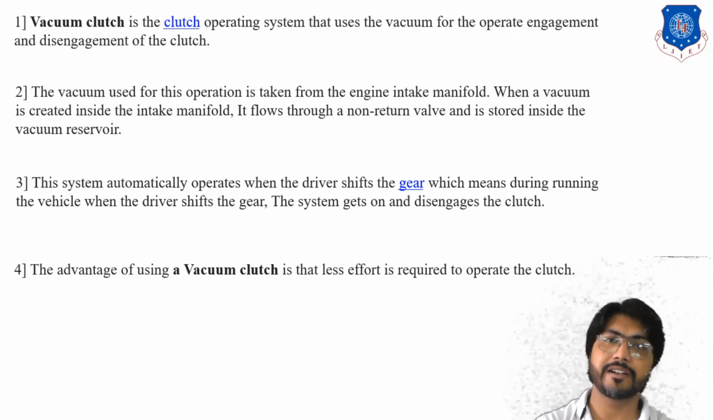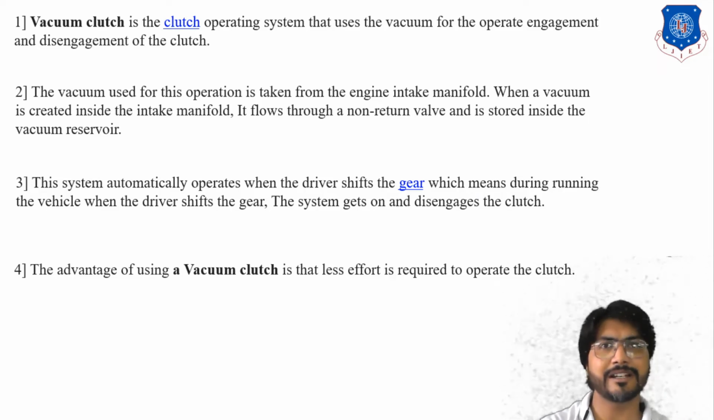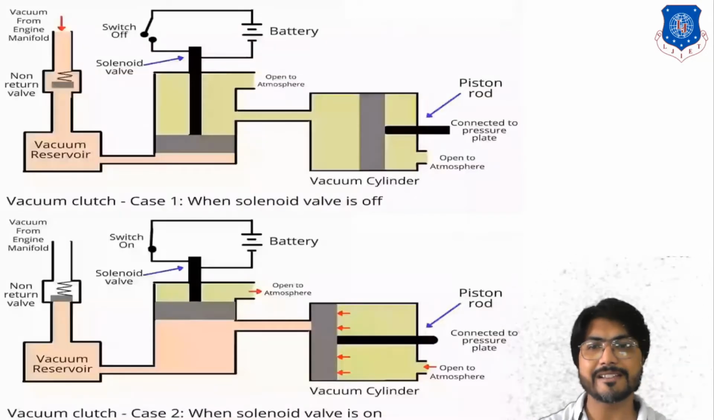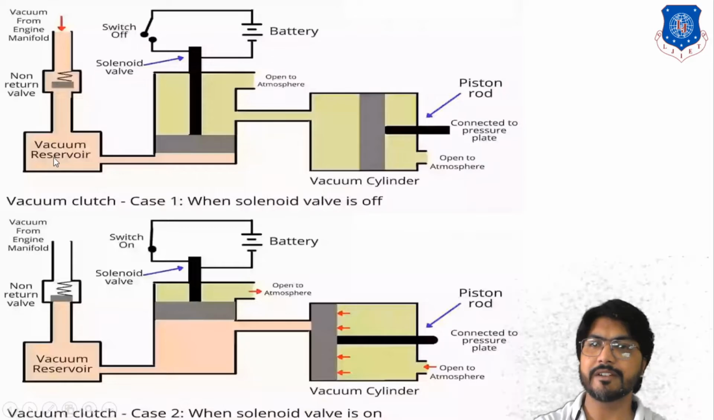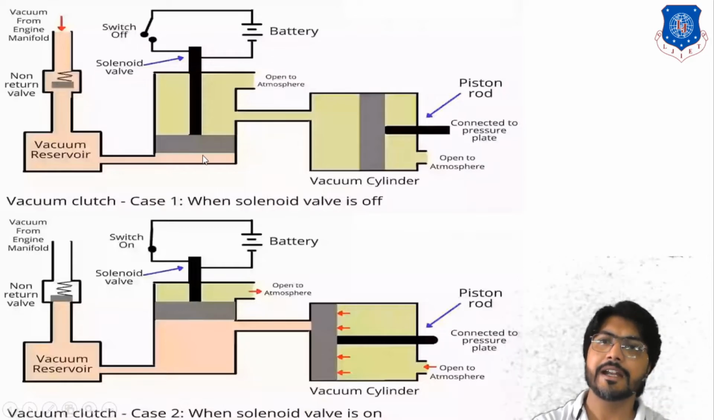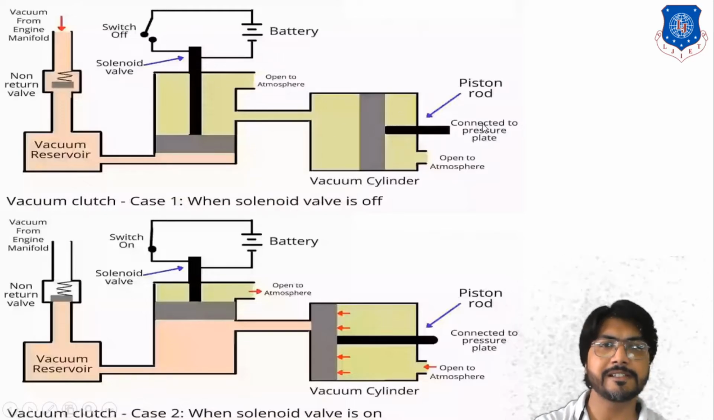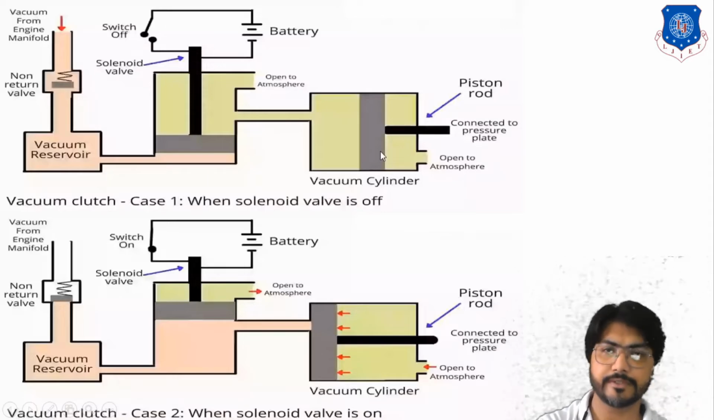The advantage of using a vacuum clutch is that less effort is required. The power required for a manual clutch is more, but in a vacuum clutch less effort is needed to operate the clutch. So there are two cases. This is case one, when the solenoid valve is off. The vacuum from the engine manifold does not come inside, the vacuum is stored here, and when the switch is off, it is disengaged. The piston rod is connected to the pressure plate, and the vacuum goes outside to the open atmosphere.